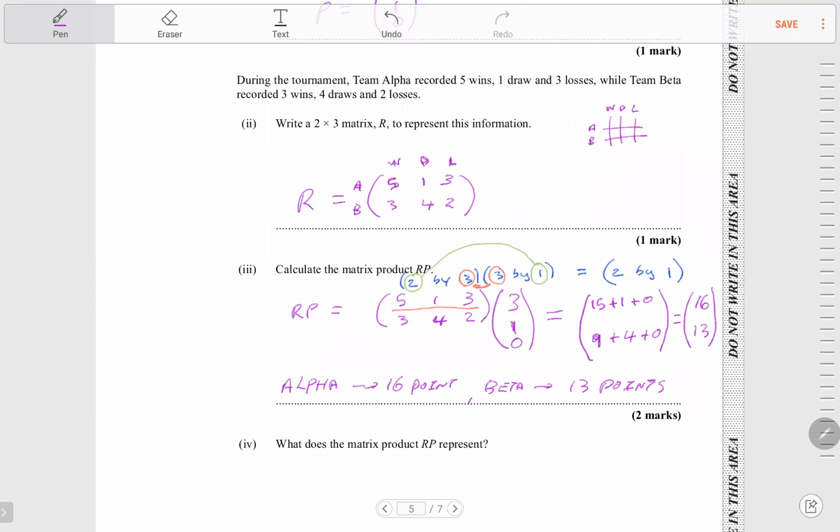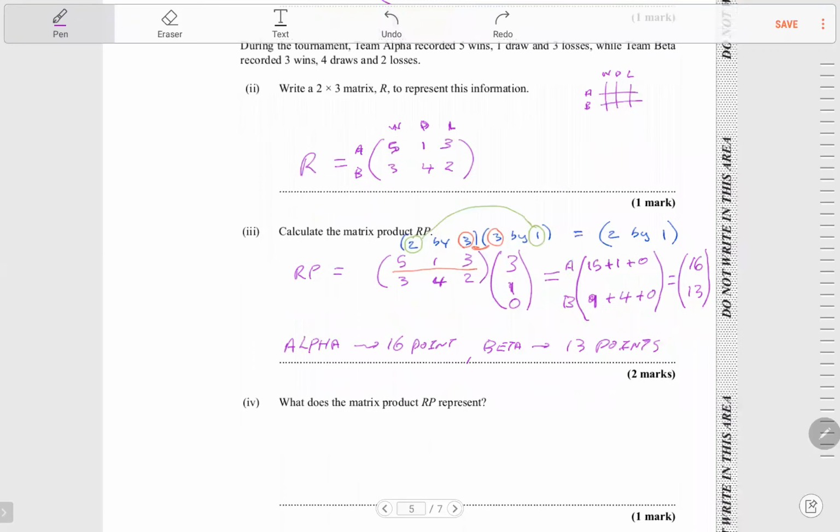Can you see? You multiply the wins by 3. They multiply the draw by 1. They multiply the losses by 0 to get the scores for A. And these are the scores for B. Right? Same thing here. You multiply the wins by 3 to get the 9. Then you multiply the draws by 1 to get the 4 points here. And then multiply the 2 losses by 0 points to get the 0 here. Right? That's it. So that's what it means.